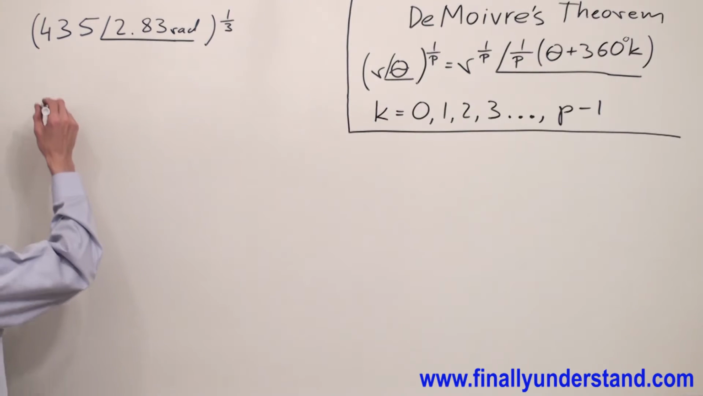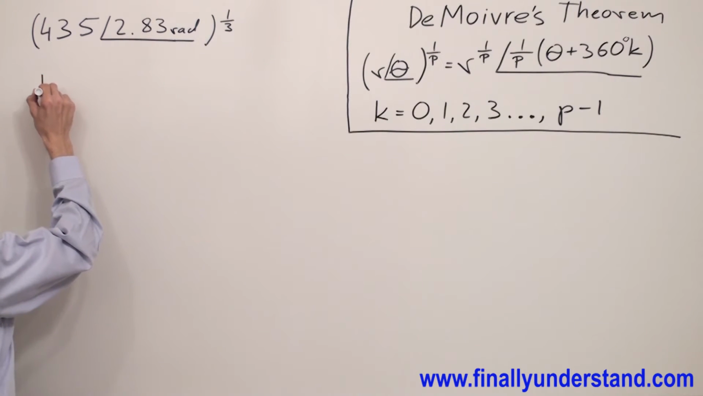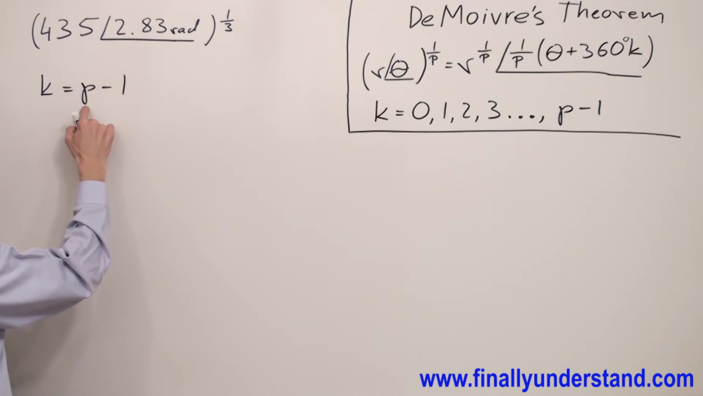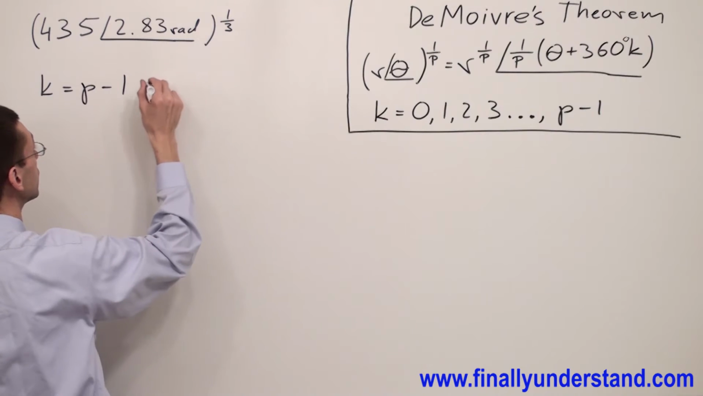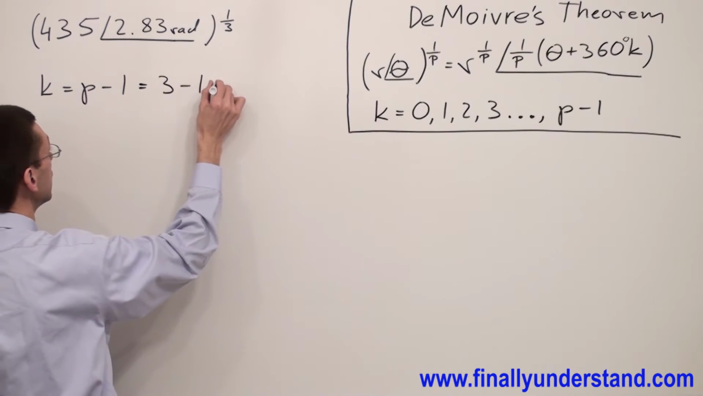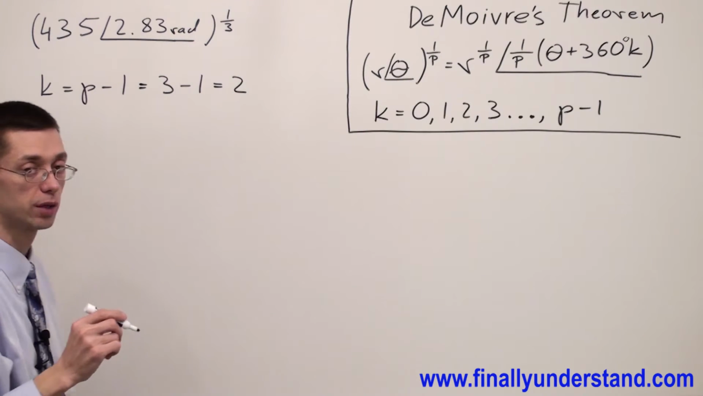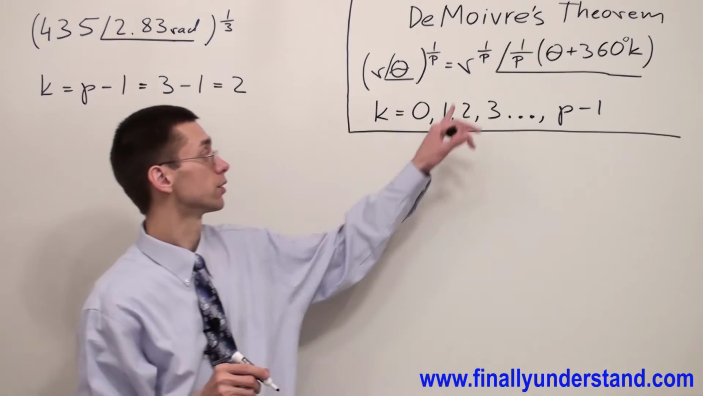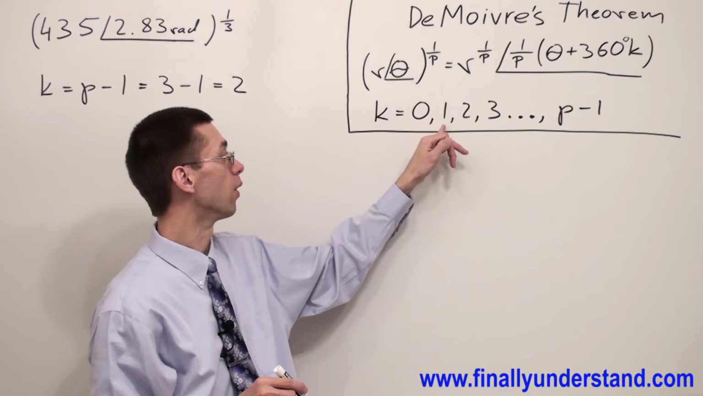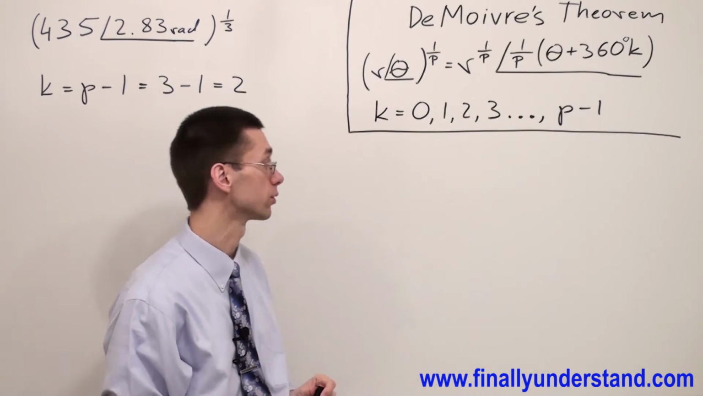So we have the maximum value of k. k is equal to p minus 1. Let me remind you, p is your denominator. So I have 3 minus 1, which is equal to 2. This is the maximum value of k which I'm going to use in this formula. Okay, so I have to use values 0, 1, 2. I cannot use 3 because 2 is the max which I can use.